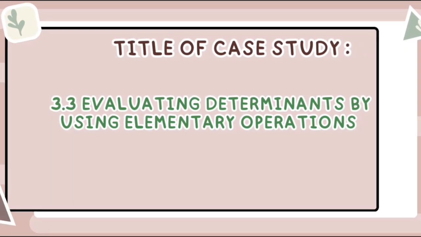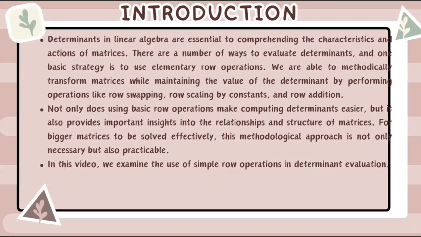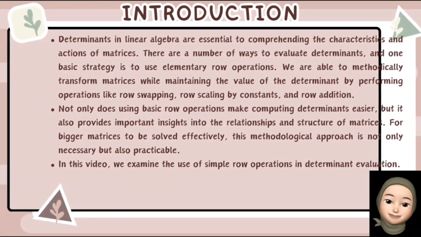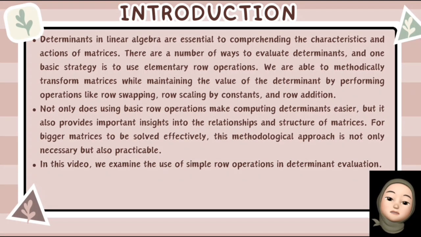The title of our case study is 3.3 Evaluating Determinants by Using Elementary Operations. Determinants in linear algebra are essential to comprehending the characteristics and actions of matrices. There are a number of ways to evaluate determinants, and one basic strategy is to use elementary row operations. We are able to methodically transform matrices while keeping track of the determinant by performing operations like row swapping, row scaling by constants, and row addition.